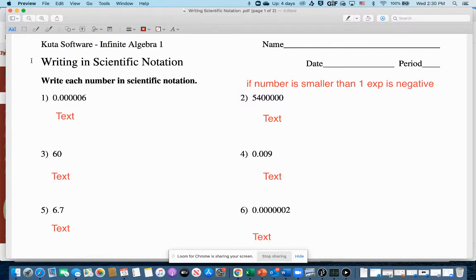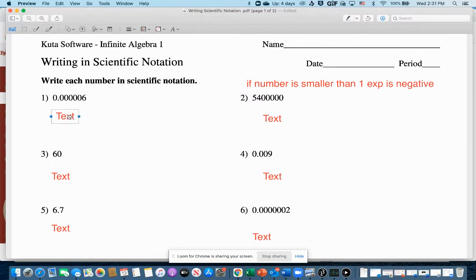All right, so we have some practice problems in writing scientific notation. We went over the basics of what scientific notation is. Now we're going to take these numbers, which are in standard form, and convert them to scientific notation, and then in the second part we're going to go from scientific notation to standard notation.